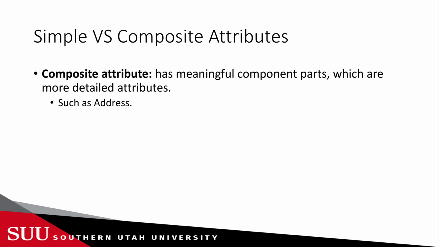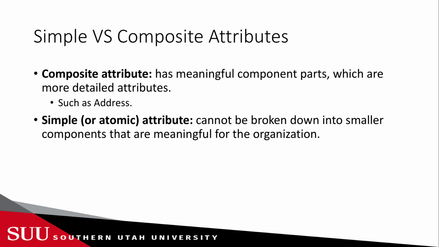Street name is a meaningful part. You will have the city, which is a meaningful part. State and zip code, all of those are meaningful parts. But when we combine them together, we get something that's called an address. And this is what we call a composite attribute.